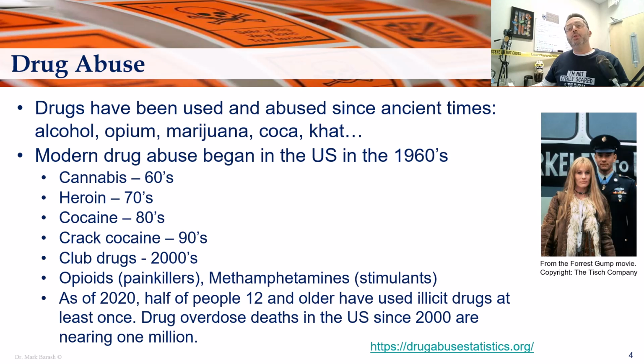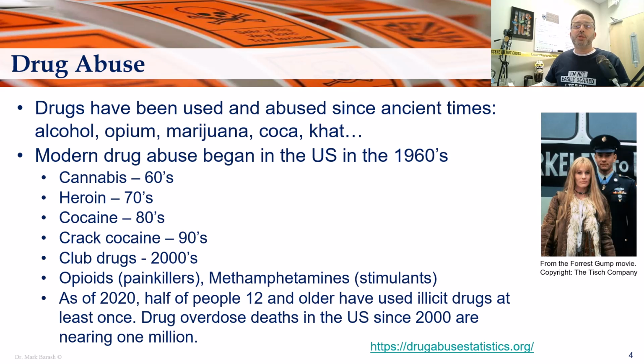By the early 1900s, there were an estimated 50,000 drug addicts in the United States. And today, this number has grown to over 1 million people addicted to drugs. So drug use and abuse is a very serious problem in modern society.